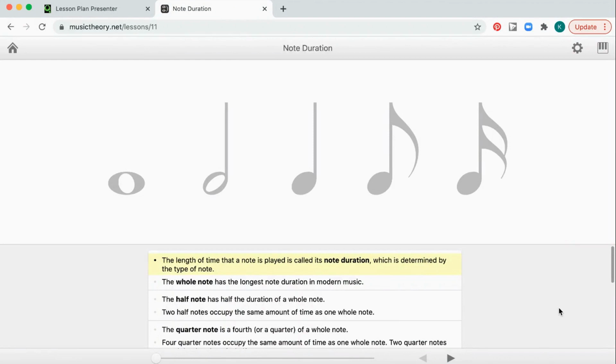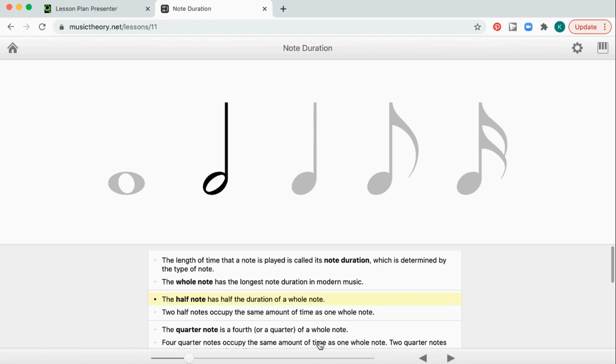Next, we are going to continue taking a look at note duration. The length of time that a note is played is called its note duration, which is determined by the type of note. Here we have the whole note. The whole note has the longest duration in modern music. Here we have the half note. The half note has half of the duration of a whole note.